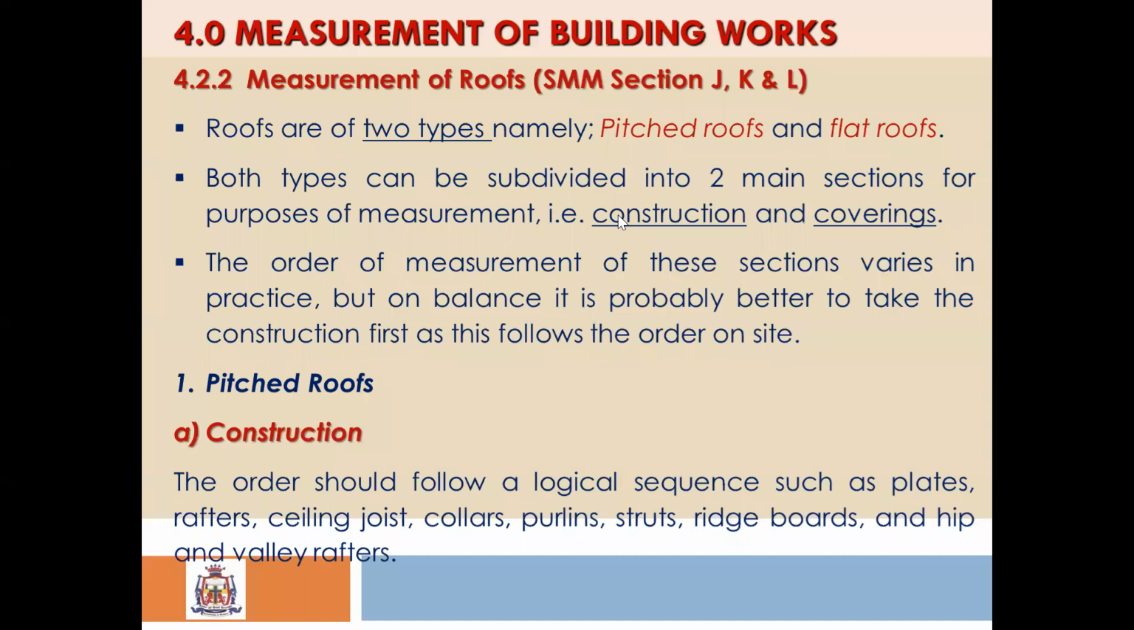Now, both types can be subdivided into two main sections for purposes of measurements. One, when we are measuring, we look at the construction, how it is constructed. And two, we look at the coverings. The order of measurement of these sections will vary in practice, but on balance, it is probably better to take the construction first. So you look at the truss construction, and then later you bring in the coverings. So let me begin with the pitched roof.